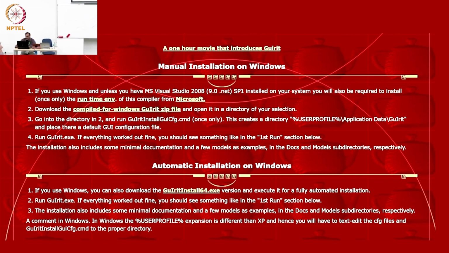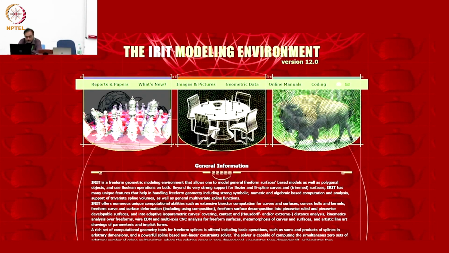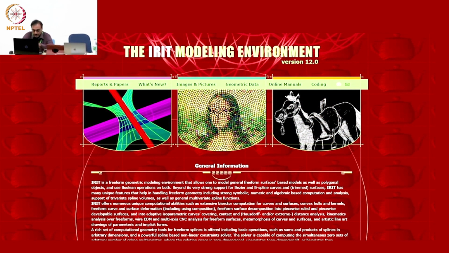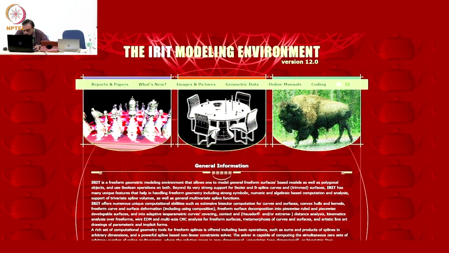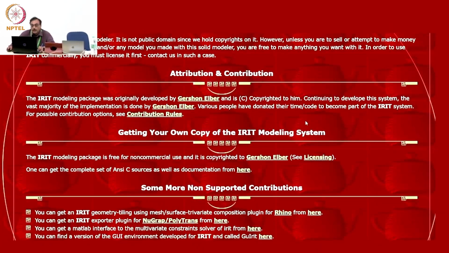If I just open it, there is a page, cs.technion.ac.il. If I go here to /IRIT, you have everything coming out. This is the IRIT geometric kernel. You can see this IRIT modeling environment. This is completely done in C, complete open source. You can pick the entire set of code from there, completely open source. If you go down here, you can just get your own copy. If you click here, it will download the entire set of C files. I have contributed maybe one or two files among some 1000 files in this one.